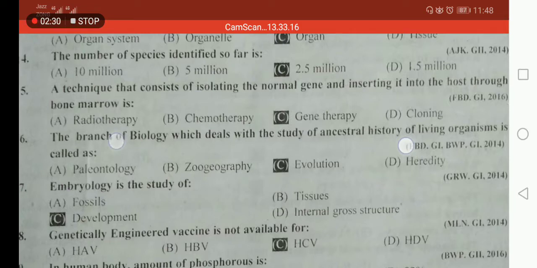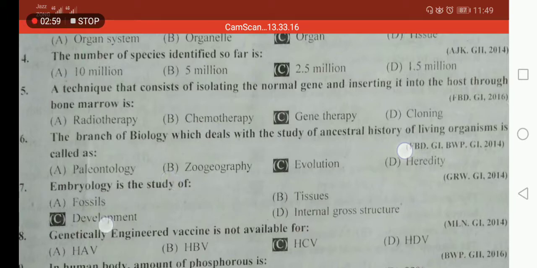Next is the branch of biology which deals with the study of ancestral history of living organisms is called as evolution. In evolution, we will study how animals evolved from each other, or you can say there is a record of different lineages of animals in the given branch that is known as the evolution.